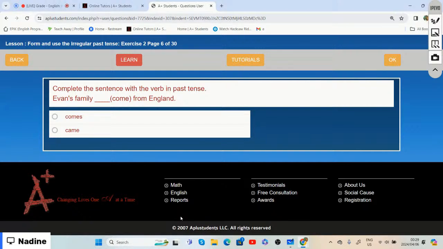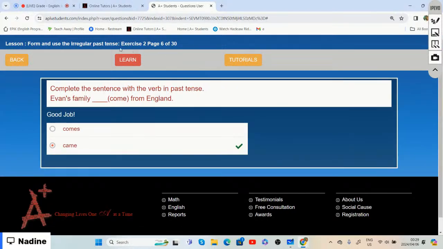Evan's family, do we say comes from England or came from England? If we choose the correct one, we will say Evan's family came from England. And came is correct.